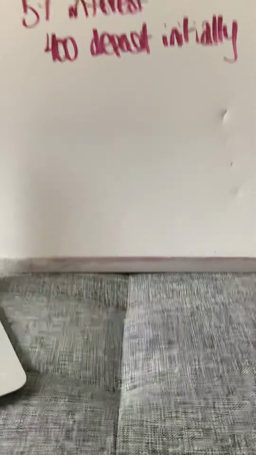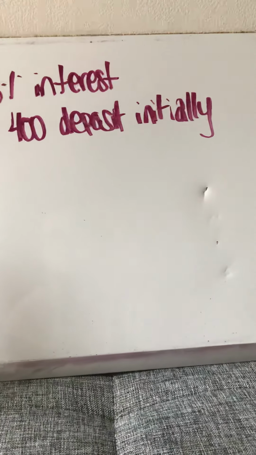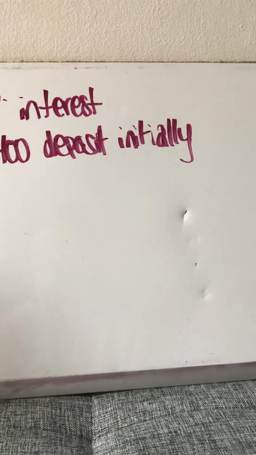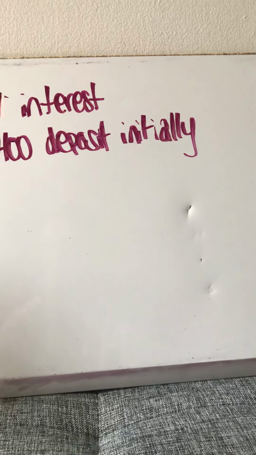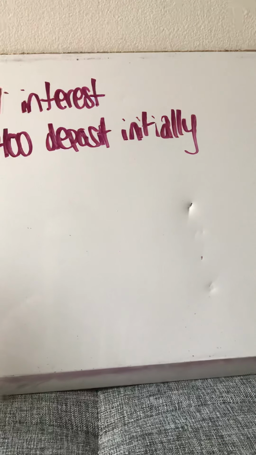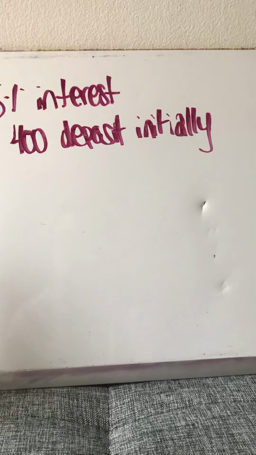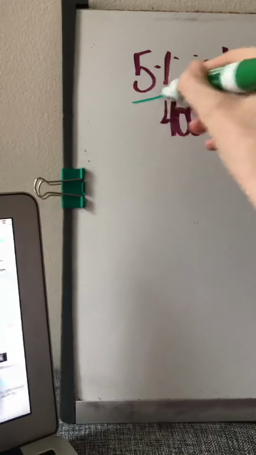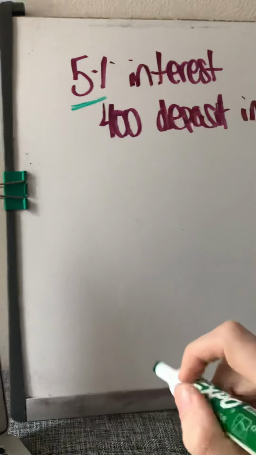So if we deposit $400, I just summarized it on this whiteboard. If we're depositing $400 into that savings account, I want to know first off, just how much money is my account going to increase over the course of the year? So first thing we need to do is really uncover, what does that 5% interest mean?